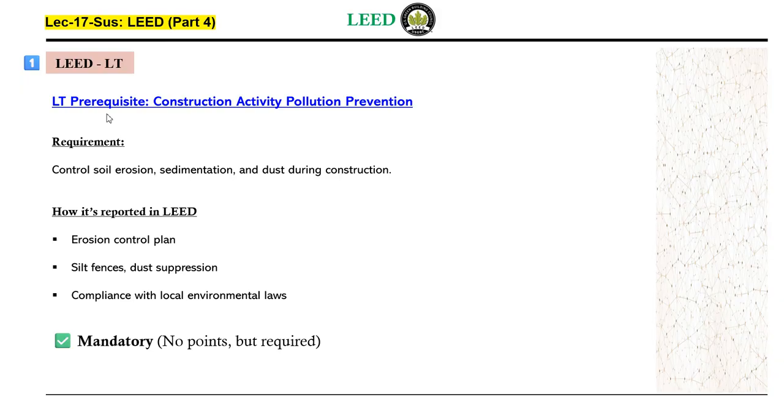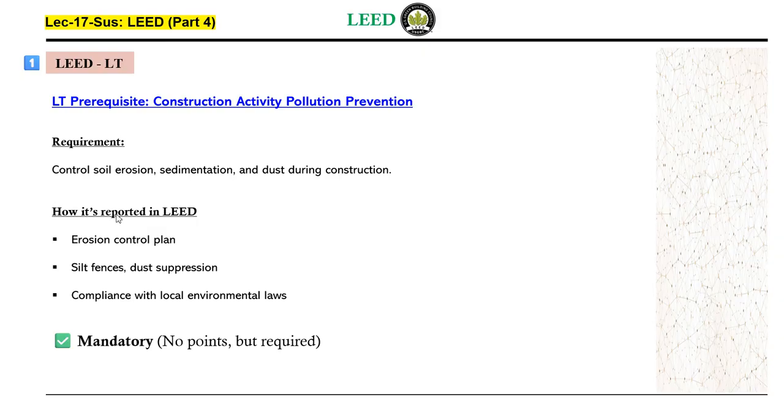Now, as I told you in the last lecture, for each category we have prerequisites and credits. For this category we have one prerequisite, the LT prerequisite, which is construction activity pollution prevention. Requirements are to control soil erosion, sedimentation, and dust during construction. LEED reporting is very important, because without reporting or without evidence we cannot get LEED certification for any building. So we need documents for that.